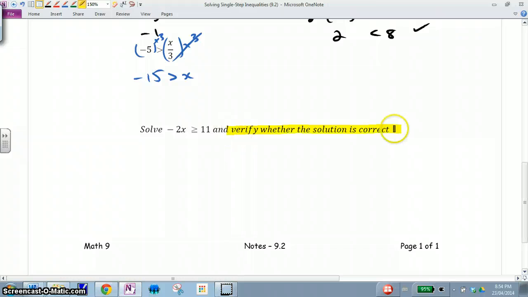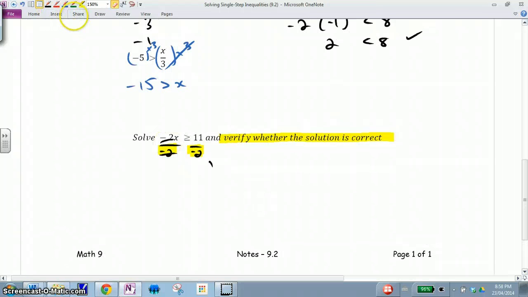Another case where we want to verify whether our solution is correct, so we're going to divide by a negative. Alright, so we're dividing by that negative 2. We've got to be thinking of what we're doing here. We're going to be left with x, and now it's going to be less than or equal to 11 over 2, and that's going to be negative because we had a positive, we divided by a negative. We could also write that as x is less than or equal to negative 5 and 1/2.